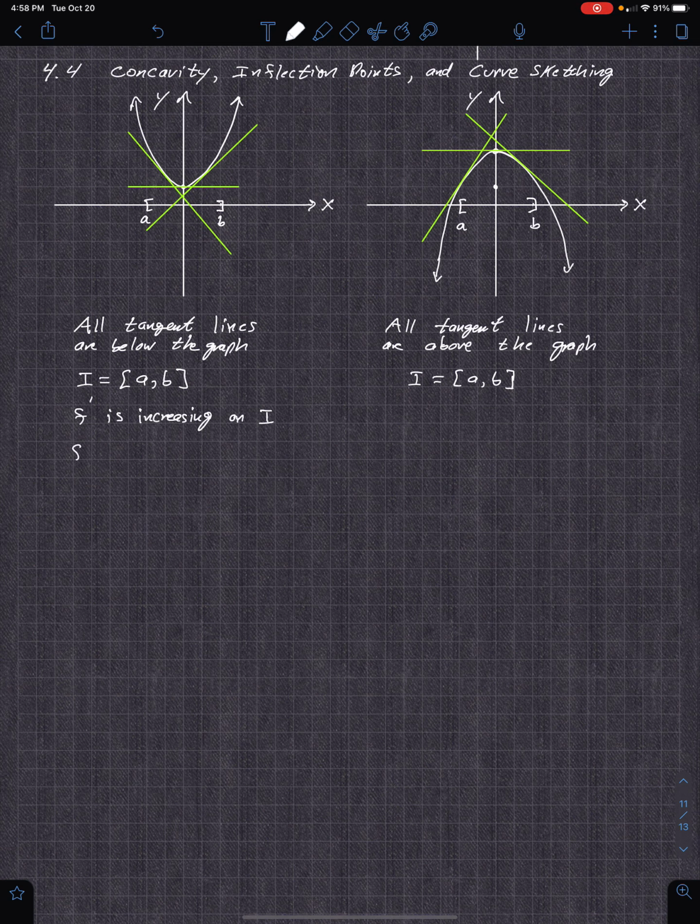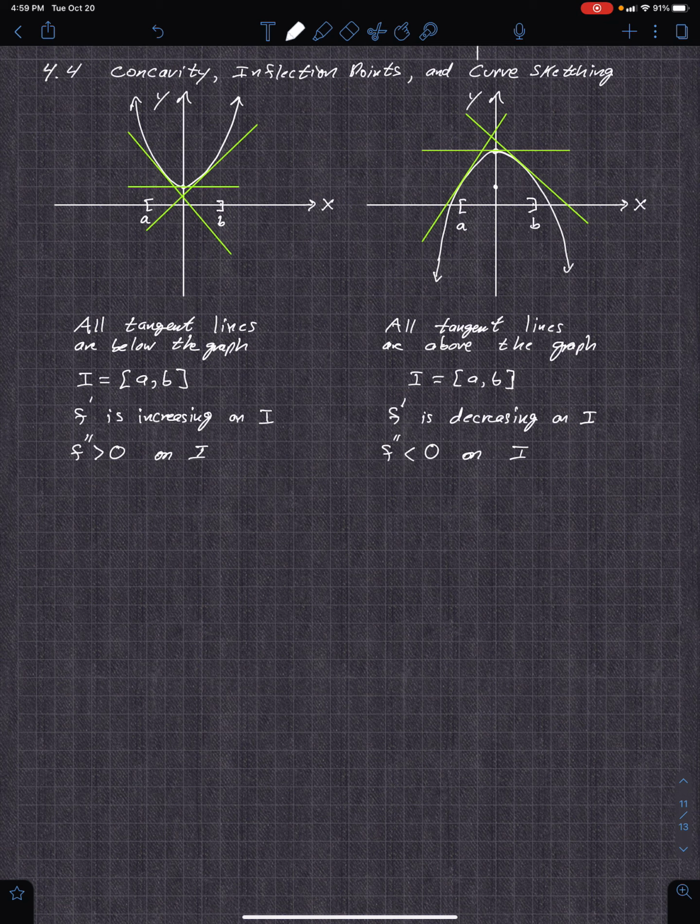Also, what we will have, and I'll show you this, is f double prime is greater than 0 on I. That'll be part of our definition. On the right-hand side, for that picture, we have f prime is decreasing on the interval I. And in that case, we will show f double prime to be less than 0 on I.